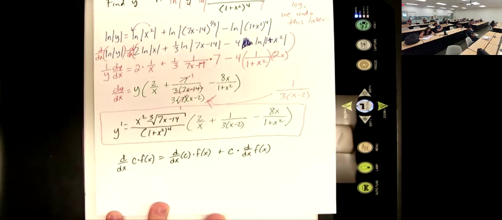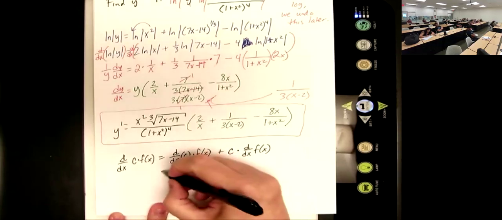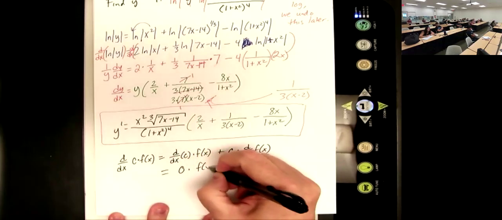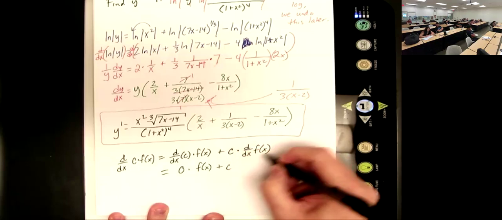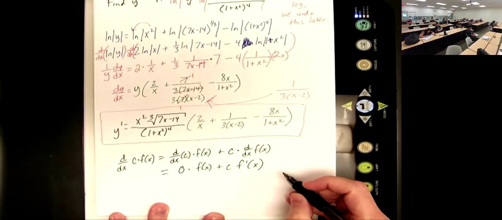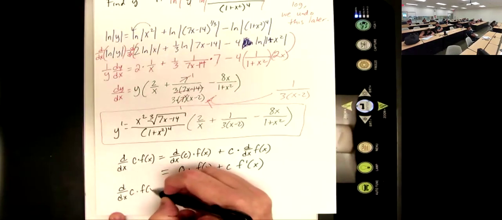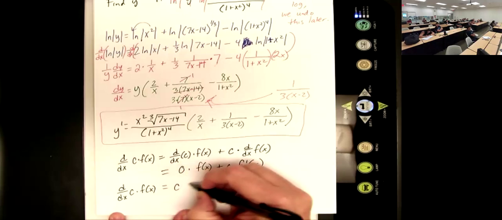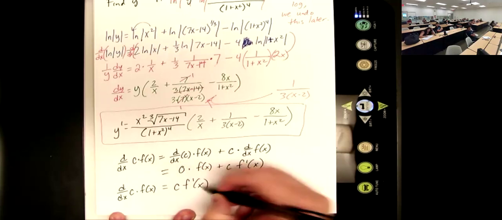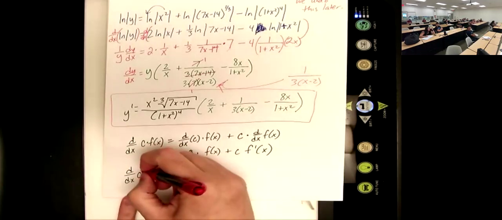This does work. But the derivative of a constant is 0, and the derivative of f of x is f prime of x. So this just turns into c times f prime of x, which is the same thing as just pulling the constant out front.